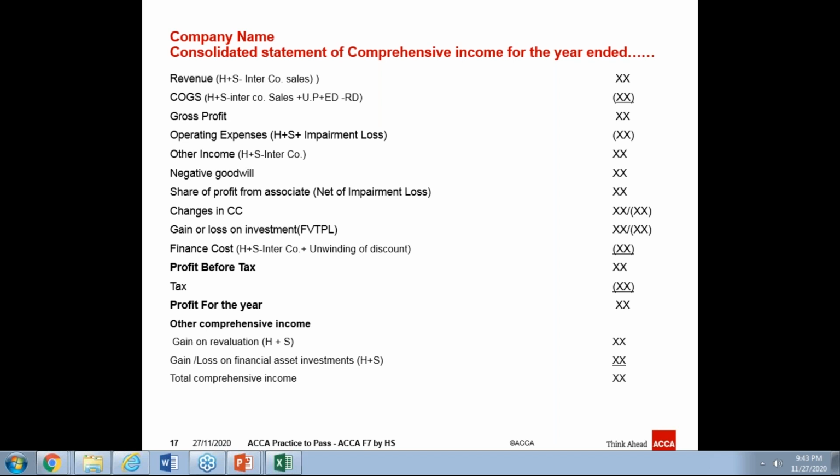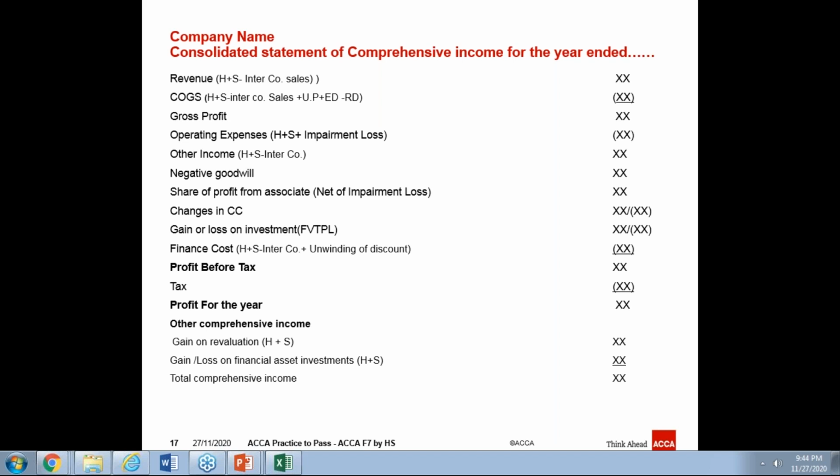Calculate the consolidated revenue. Then for the cost of goods sold, we have to take the holding company's cost of goods sold plus subsidiary company's minus intercompany sales plus unrealized profit plus excess depreciation minus reversal of depreciation. So these are the basic adjustments that could be made in the cost of goods sold. So the examiner can ask you a question in which you are required to calculate the consolidated cost of goods sold. Then there will be gross profit, then operating expenses, holding plus subsidiary, plus impairment losses. It will be recognized as an expense.